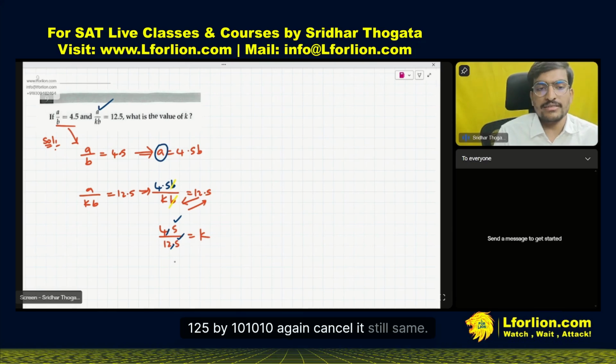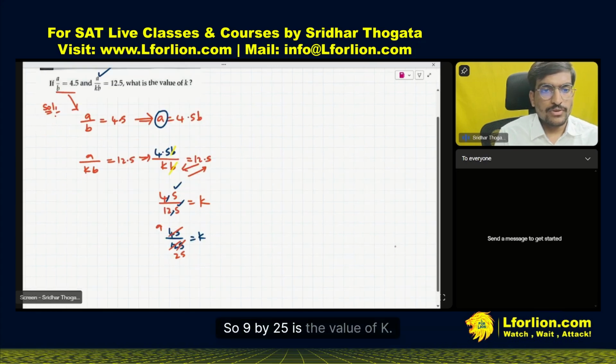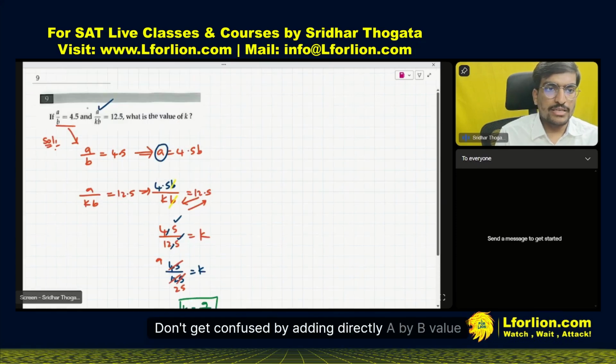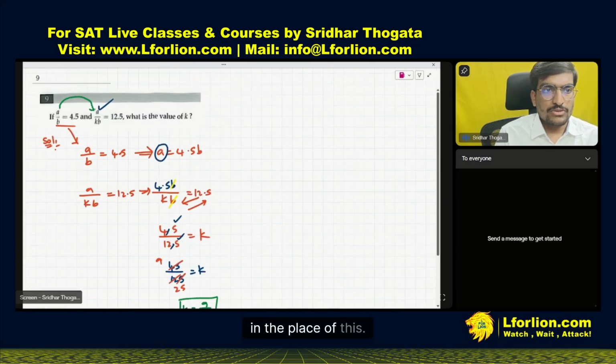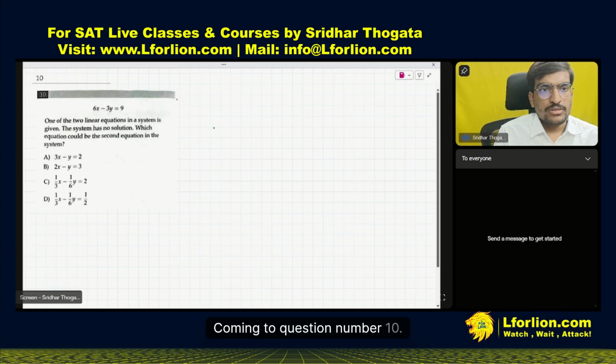The 10 cancels again, and it's still the same. So 45 by 125 equals K. You can cancel this with 5: 5 times 9, 5 times 25. So 9 by 25 is the value of K. Don't get confused about adding the A by B value directly in place of this. That is also fine. It works directly, but be careful while doing it that way. Coming to question number 10.